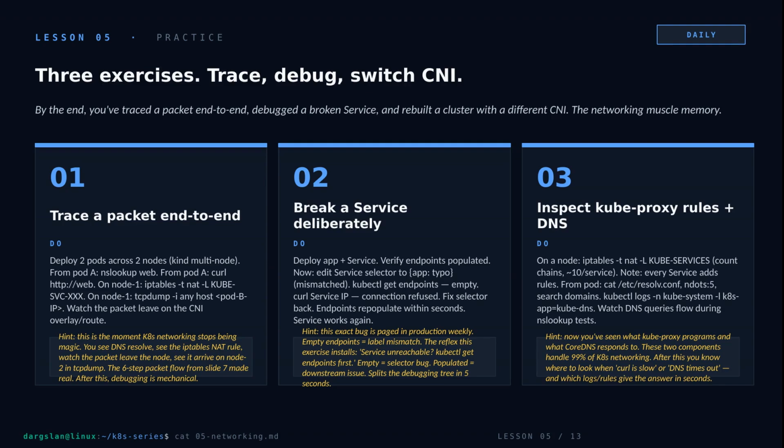Theory's done. Now you build the muscle memory. 3 exercises, and they're not optional. First, trace a packet end-to-end on a multi-node kind cluster. Watch DNS resolve, find the KUBE-SVC chain in iptables, then tcpdump the packet leaving one node and arriving on the other. Second, break a service on purpose by mismatching the selector. That's the bug that pages someone every week, and the reflex you want is kubectl get endpoints first. Third, read the kube-proxy rules and CoreDNS logs while queries are flowing. After these 3, you know exactly where to look when curl is slow or DNS times out.